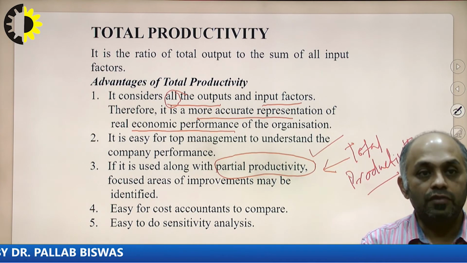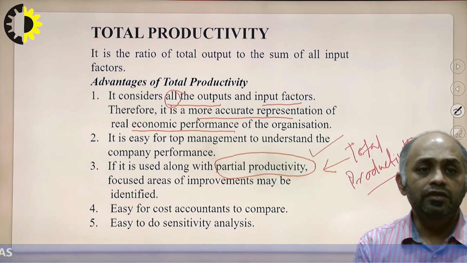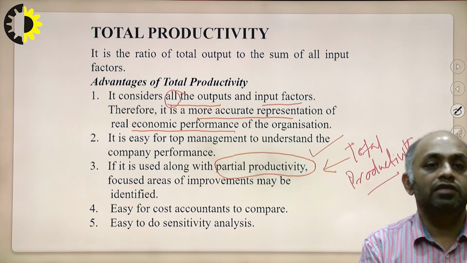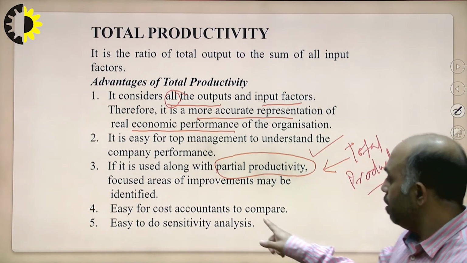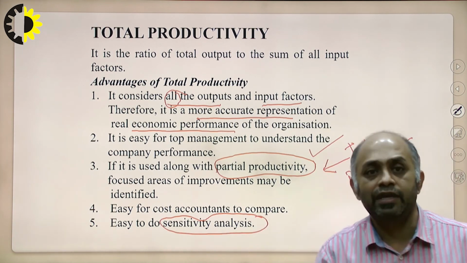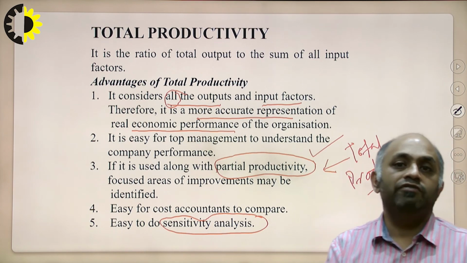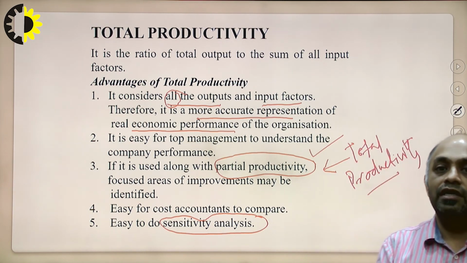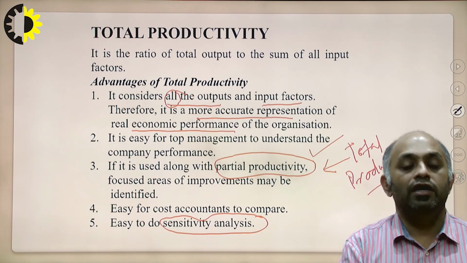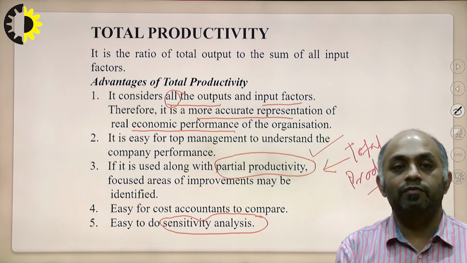So when I actually see this, then we can also go for that. It is easy for cost accountants to compare. It is easy to do sensitivity analysis. Now, when I talk about sensitivity, sensitivity basically says which are the factors which, if something goes wrong with these factors, the total system gets disturbed. So we have to see where the critical areas are. To understand the critical areas, total productivity plays a very vital role.